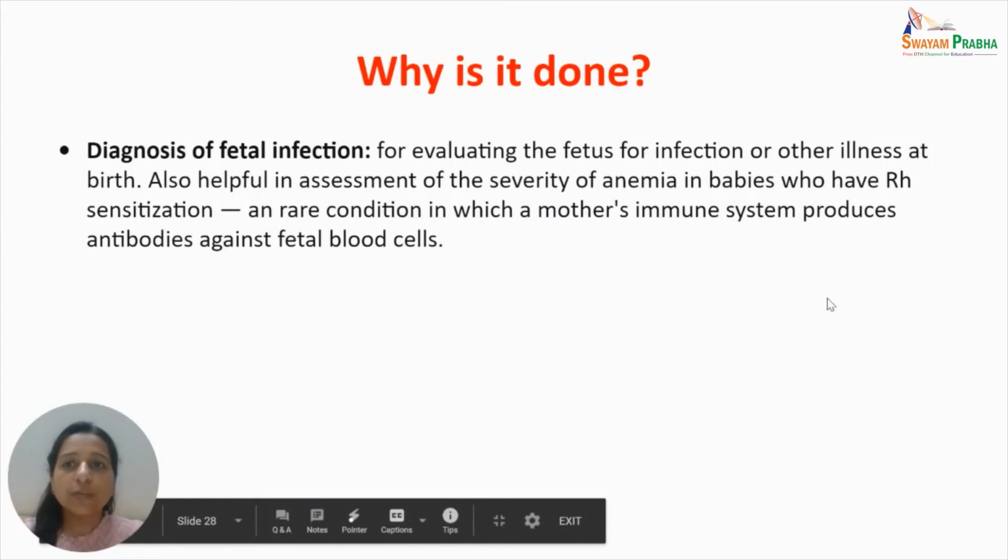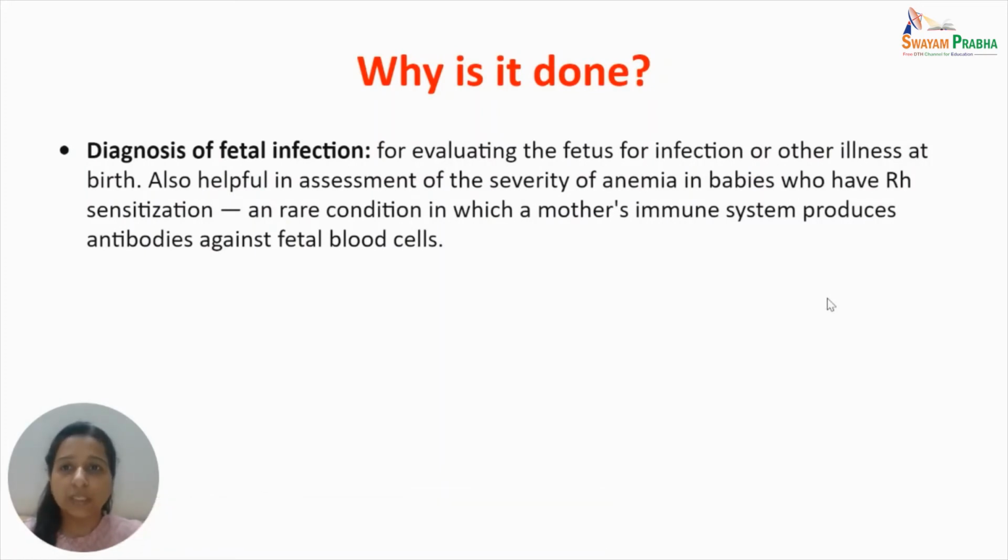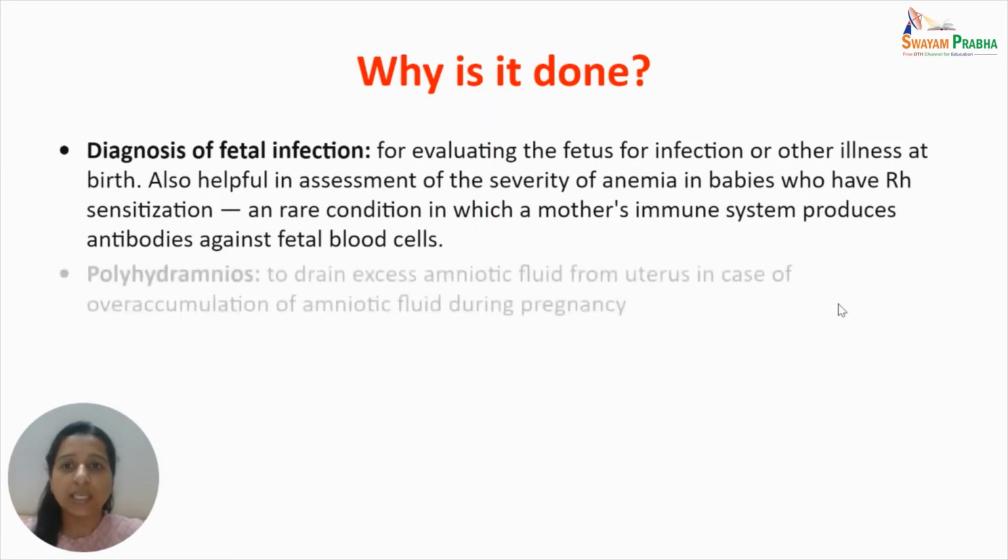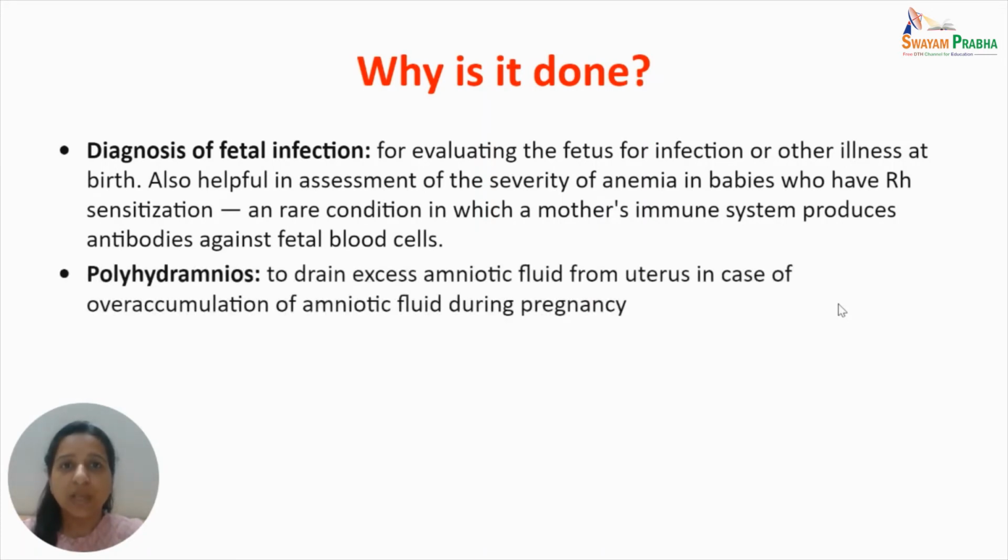Amniocentesis is also done for diagnosis of any kind of fetal infection, that is, for evaluating the fetus for infection or other illness at the time of birth. It is also helpful in assessment of the severity of anemia in babies who have Rh sensitization. Rh sensitization is a rare condition in which the mother's immune system starts producing antibodies against fetal blood cells.